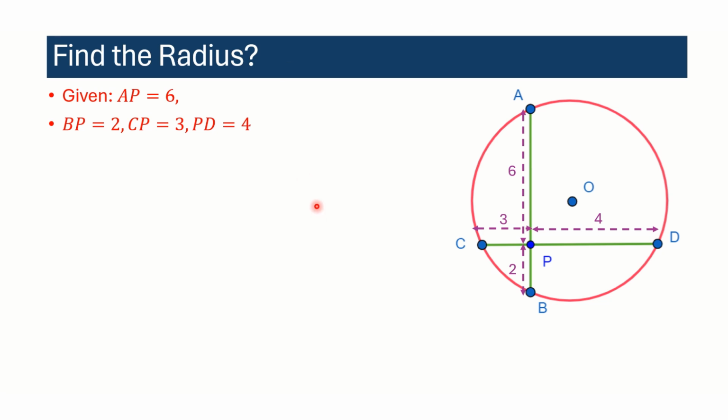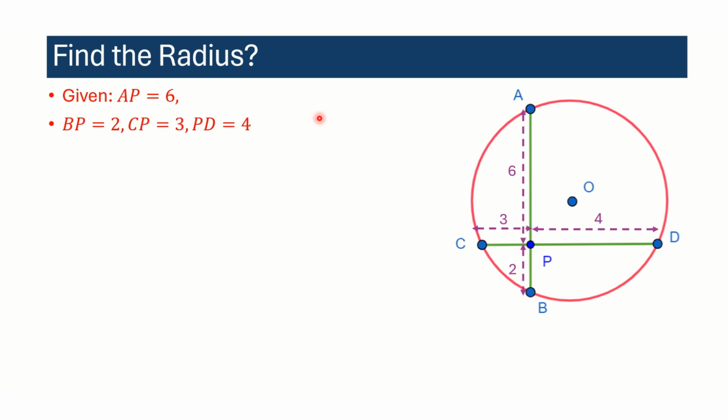Hello friends, in this problem you have been given a circle ACBD and two chords. The first chord is AB and the next chord is CD, and these two chords are perpendicular to each other. They intersect at point P such that length CP is 3 units and length PD is 4 units. Similarly, length AP is 6 units and length PB is 2 units.